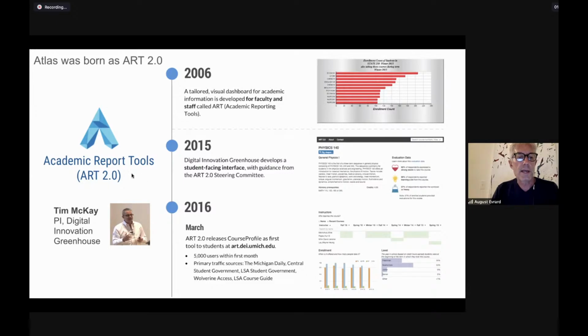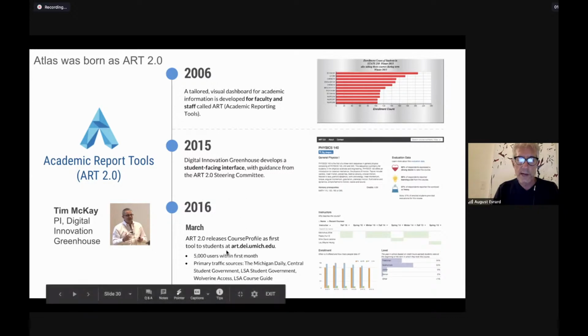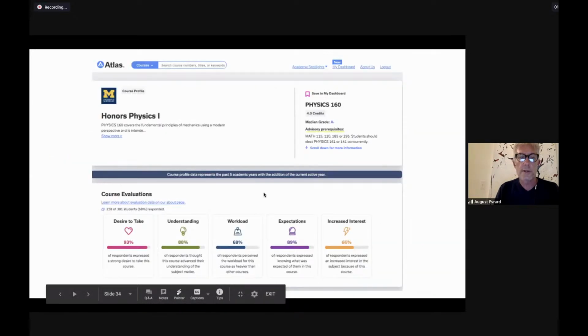My good friend Tim McKay helped get some money from the Provost's office in 2015 to build what was then called the Digital Innovation Greenhouse, and the Digital Innovation Greenhouse essentially evolved into the Center for Academic Innovation that is now a very large center on campus, headquartered on the 8th floor of the library. And so we went live in 2016 with a service that was the first service directed to students called ART 2.0, which now is called Atlas.